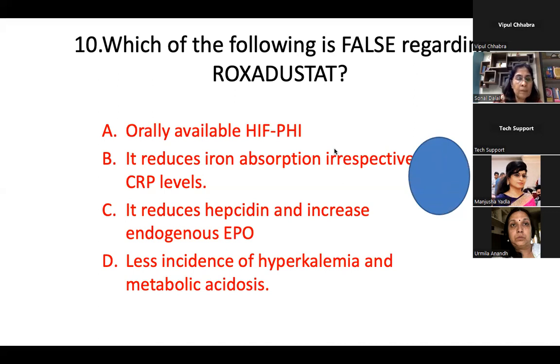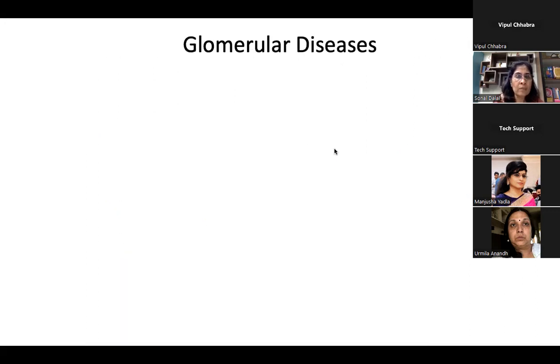Time up. The correct option is less incidence of hyperkalemia and metabolic acidosis. So there is some incidence of hyperkalemia which has been noticed. So the correct answer is that. So with this, we come to the end of the third round, that is general nephrology.